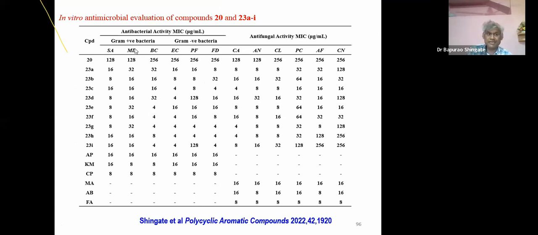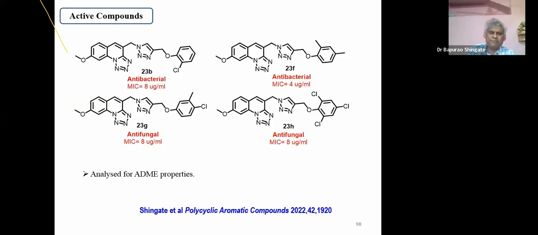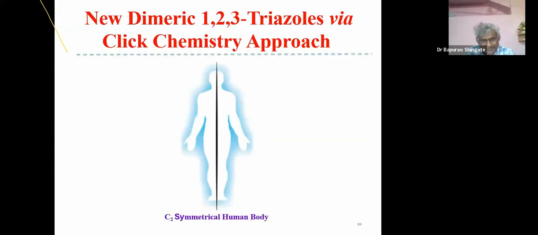antifungal as well as antibacterial activity. And see over here compound 20, which is a starting material, never shows any kind of bacterial as well as fungal activity. However, our synthesized compounds are showing two-fold equivalent or four-fold activity as compared to the standard drug in terms of antifungal as well as antibacterial activity, and were docked against the sterol 14-alpha demethylase, showing better interactions. And these are the most active compounds. And this particular work, we have published in the journal Polycyclic Aromatic Compounds recently.